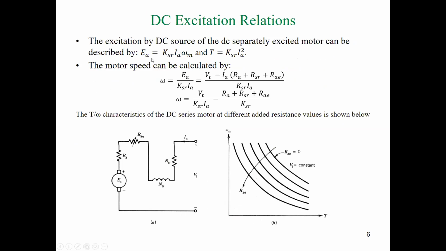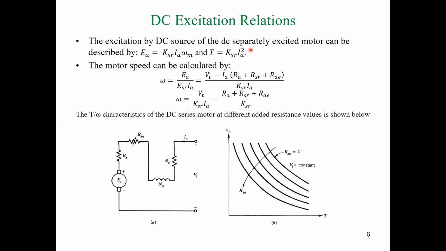which is equal to E equal to K series multiplied by IA multiplied by omega M, the same relation of DC series motor. And also the torque will be the same, K series multiplied by IA squared. You remember the general form of relations in case of shunt or separately excited.